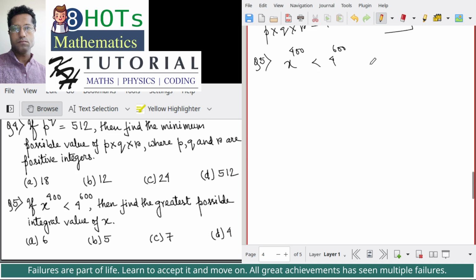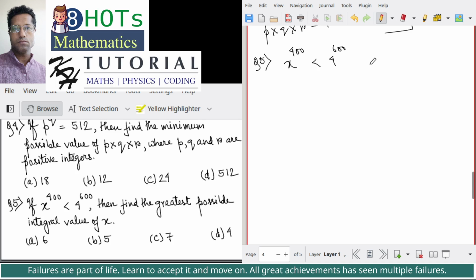Okay, so whenever we have to compare this kind of exponential terms, first we will check whether the bases of the numbers can be expressed as a power of some common base. Now we have x and we have 4. We don't know what x is, so we cannot express both x and 4 as a power of some common base. That way of solving it is not possible.